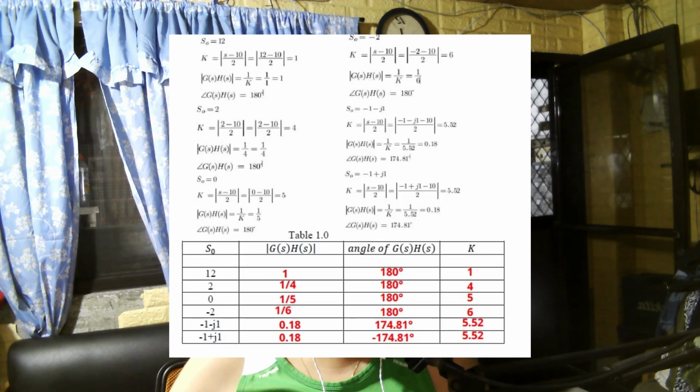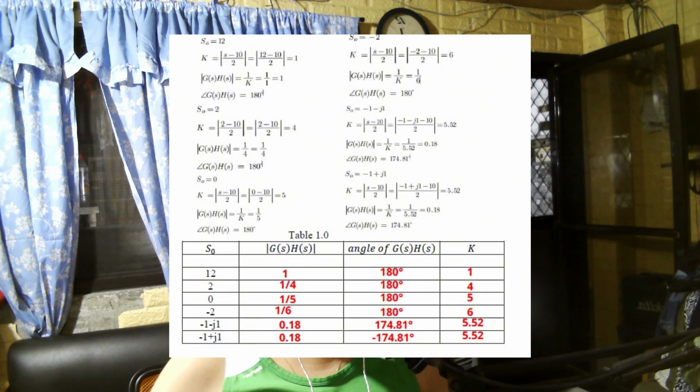After that, I evaluated different values of s sub 0 and computed the magnitude using the magnitude criterion and the angle of G(s)H(s), which also uses the angle criterion to determine whether those points satisfy the root locus angle condition of negative or positive 180 degrees.